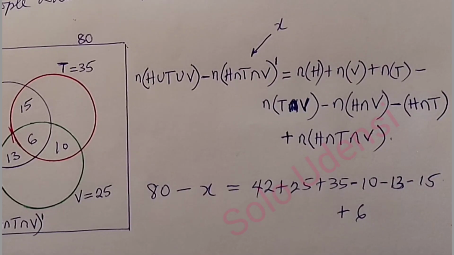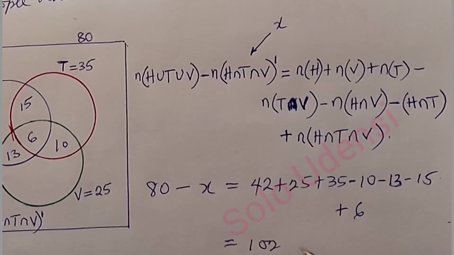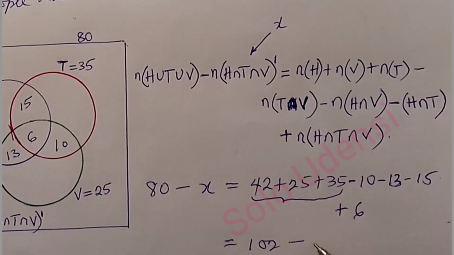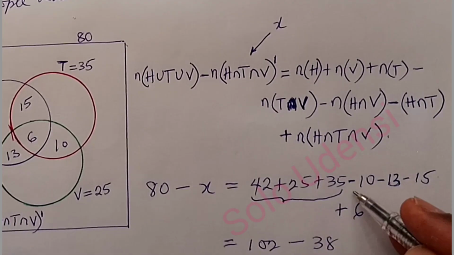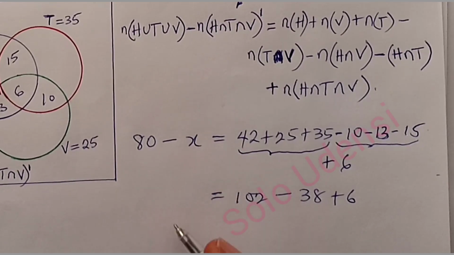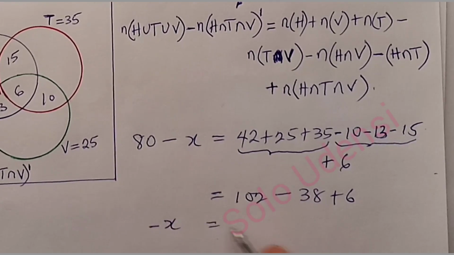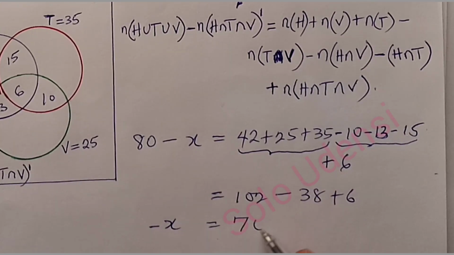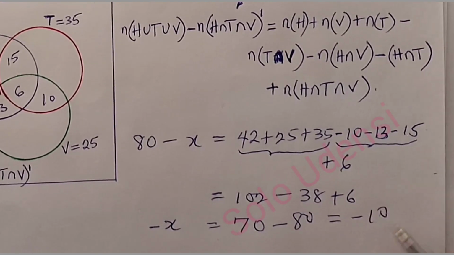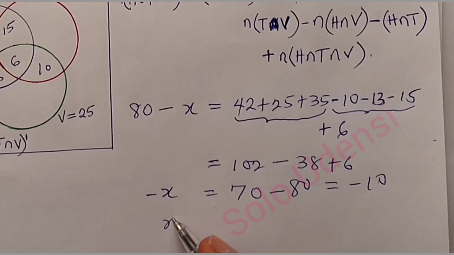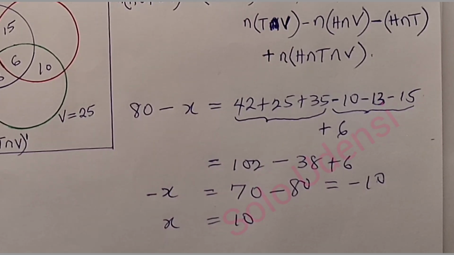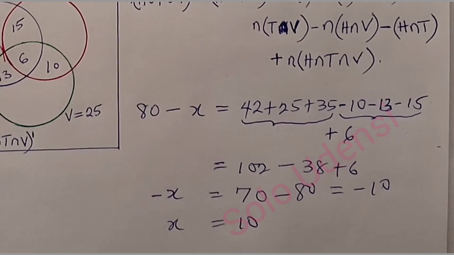So when you do this, you have 102 for this one minus 38 if you add these ones plus 6. So you now see that 80 minus X is equal to, if you do this, you have 70. This one comes over here, 80 minus 70, which is equal to 10. Therefore, X is equal to 10. So 10 people do not play any of the games.